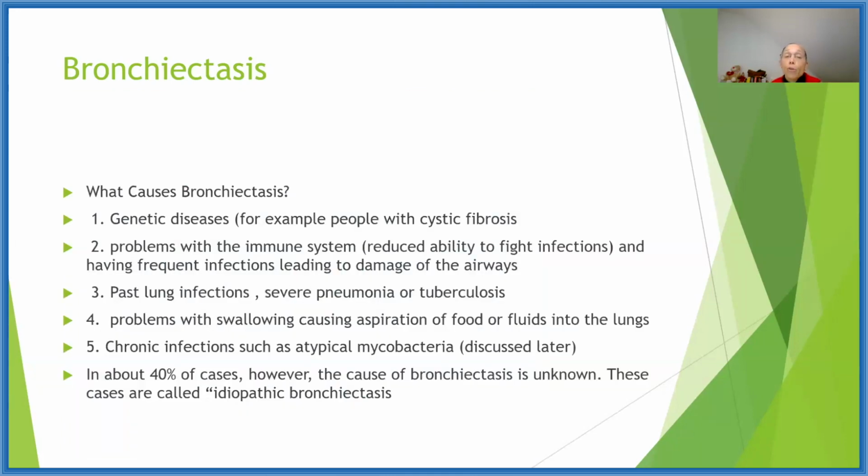There are numerous causes of bronchiectasis. Genetic diseases. A prime example of people who have bronchiectasis are people who have cystic fibrosis. Some individuals will develop bronchiectasis, damage of their airway, due to issues related to their immune system, who have a decreased ability to fight infection, and therefore will develop frequent infection, leading to damage of the airways and that recurrent cycle that I reviewed earlier.